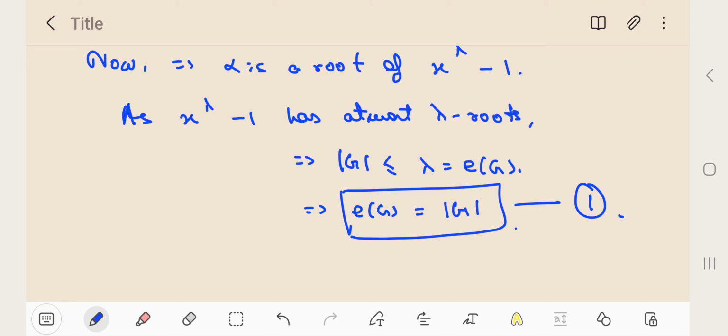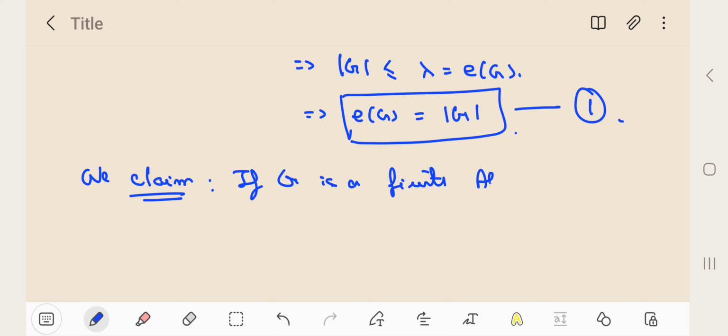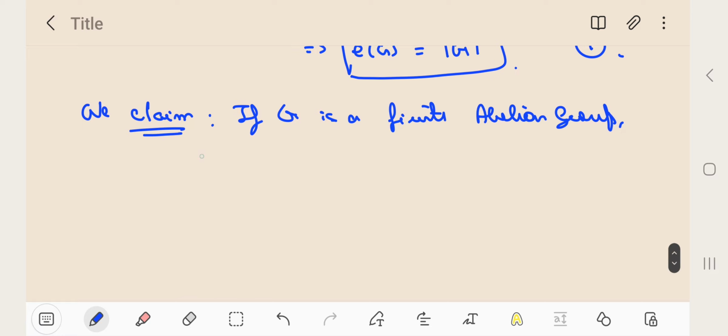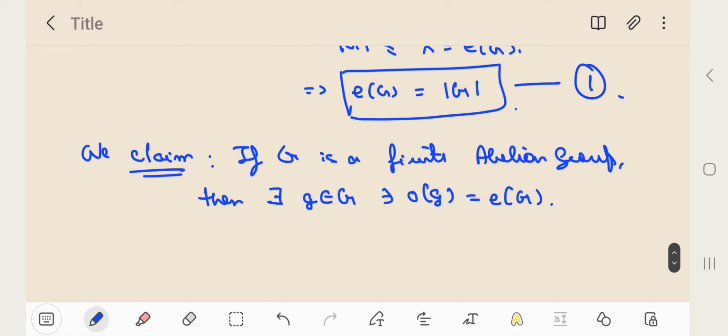Now to continue with the proof, we claim the following: if G is a finite abelian group, then there exists an element such that the order of that element equals the exponent of G. Now how will this exactly help us? Because we have already proved that the exponent of G equals the order of G.